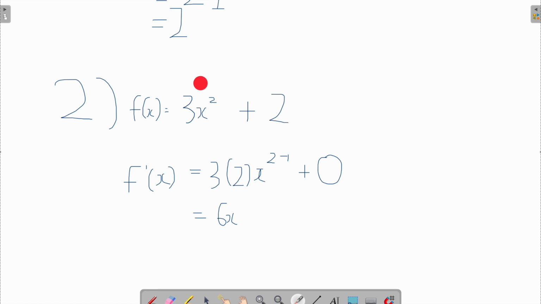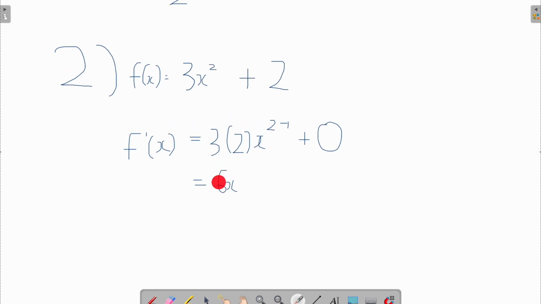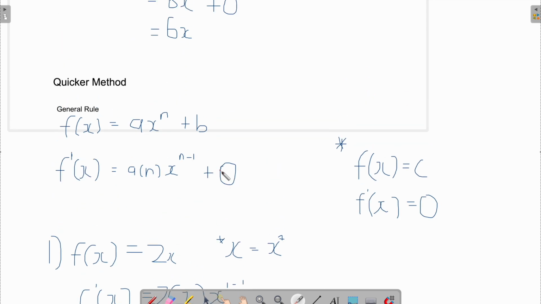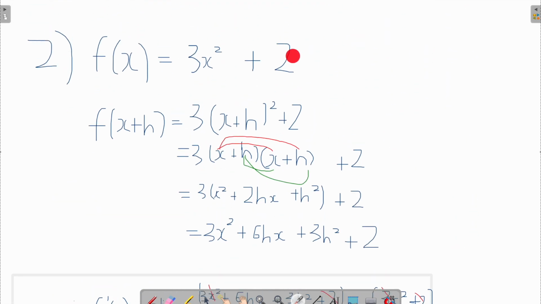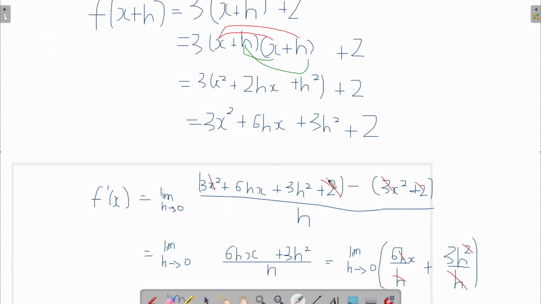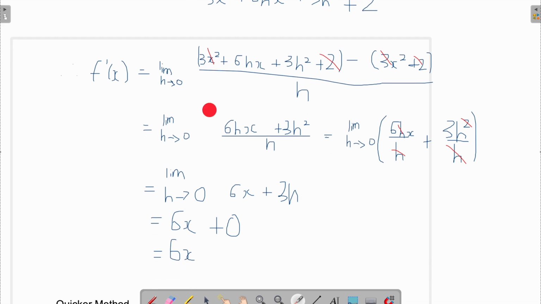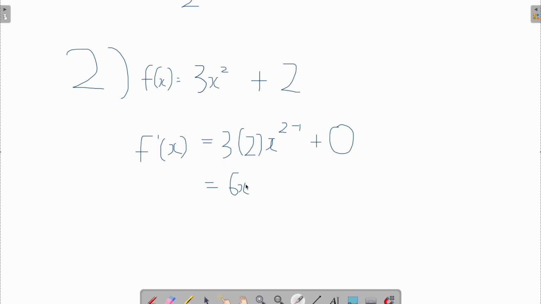So next, let's focus on the 3x squared. Simply, we bring the n down, so we bring the 2 down. 3 times 2, x to the power of 2 minus 1. 2 minus 1 is 1. So we have 6 times x, and that is our derivative. Let's go back to our long method and see if this confirms. So f of x is equal to 3 times (x plus h) squared. Doing the x plus h, we obtain this. Plugging it all into the formula we worked out, it is equal to 6x, which matches.